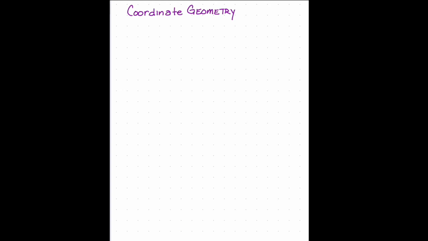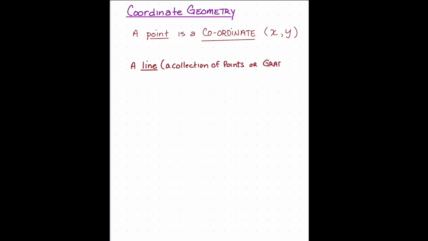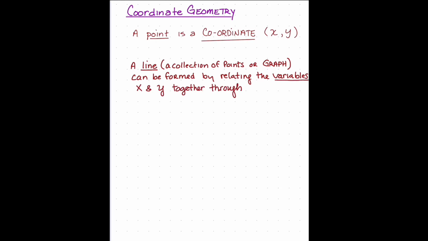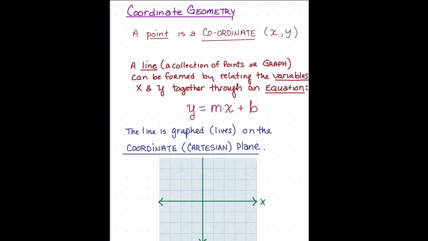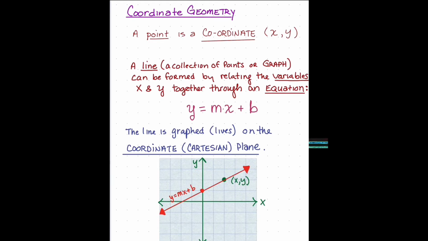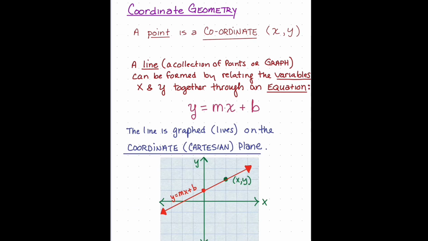A quick review of coordinate geometry. So you start off with a point or coordinate, which is given by the ordered pair x, y. A line, a collection of points, can be formed by relating the variables x and y together through an equation, y equals mx plus b. The line is graphed, or you could say lives, on the coordinate or Cartesian plane. This plane is formed by the x and y axis, and we can graph anything like a line by relating x and y on this plane.